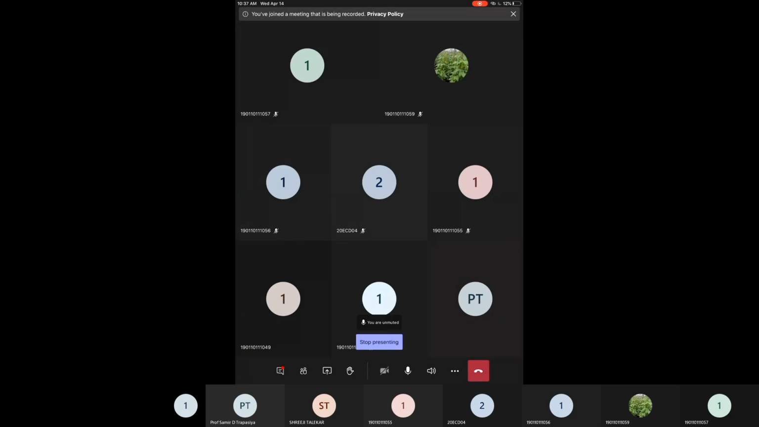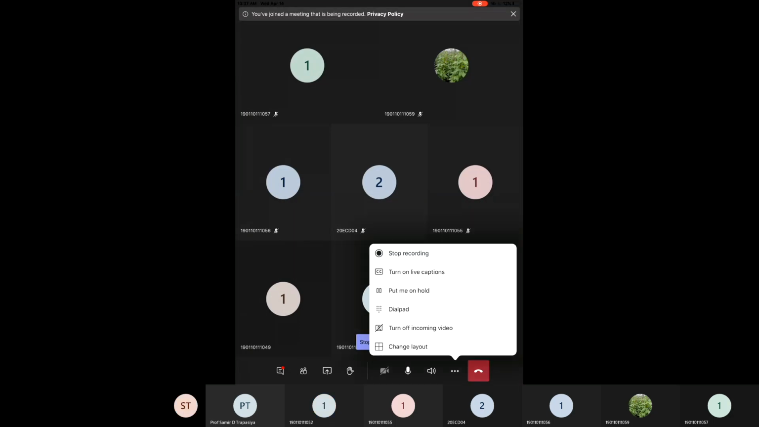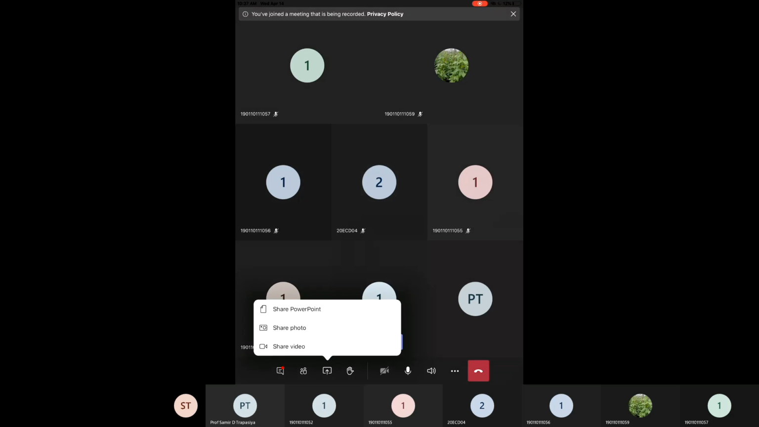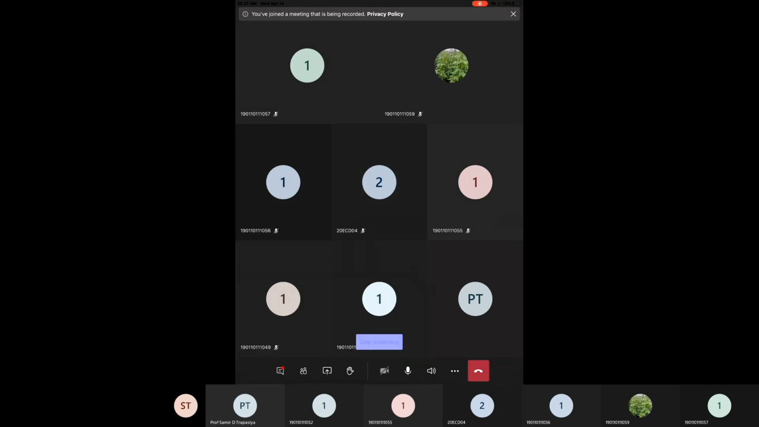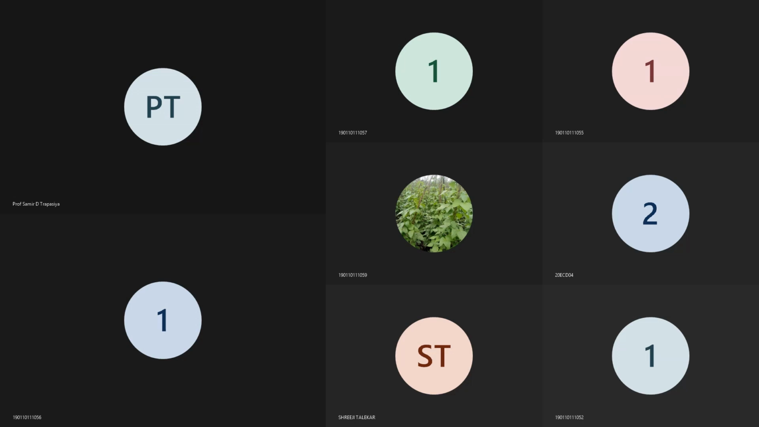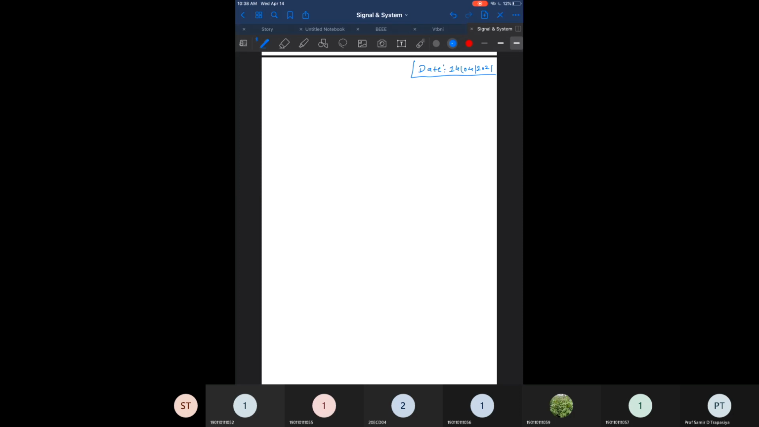Okay, so I am sharing my screen with you, and I hope this will be visible. Now is it audible and visible? My screen is visible to you. I have written the date on the main screen. Yes, sir, it is visible.